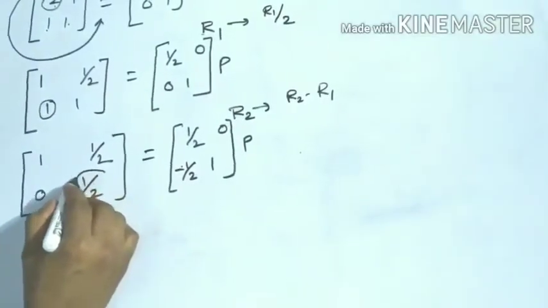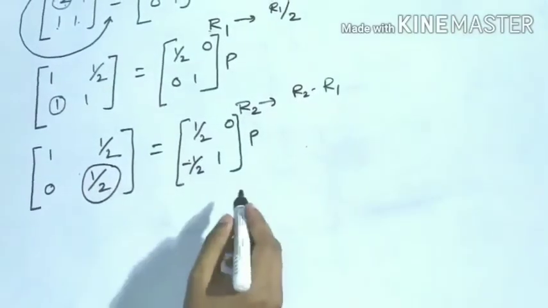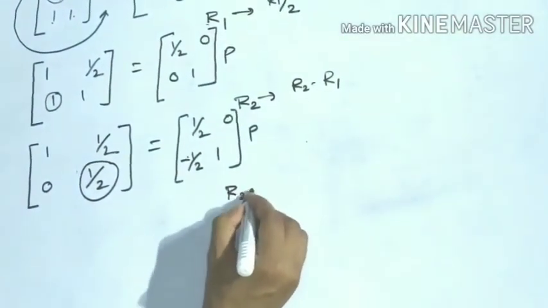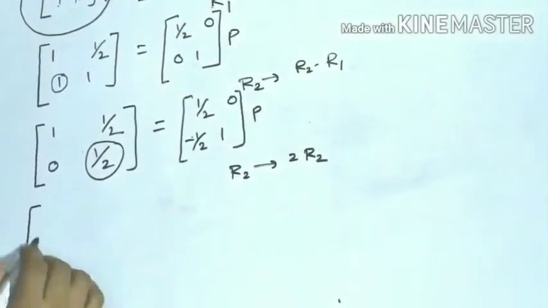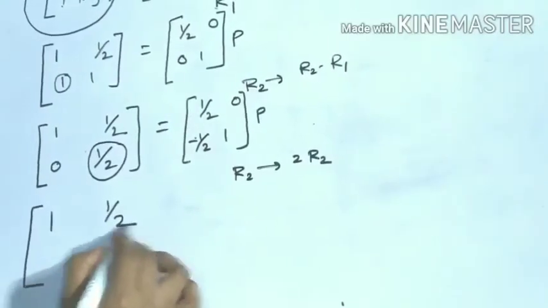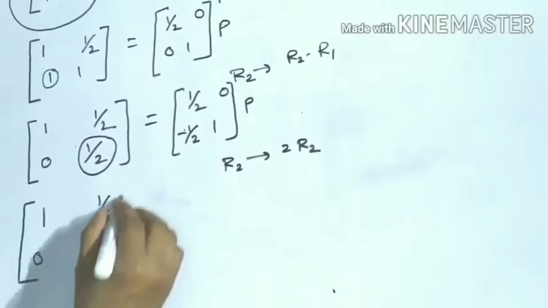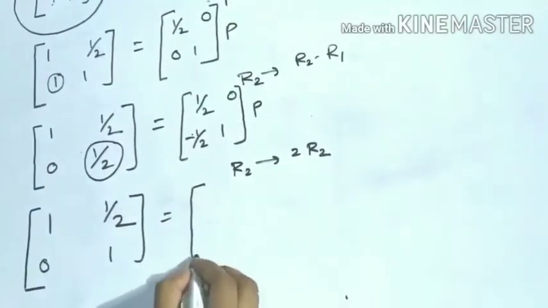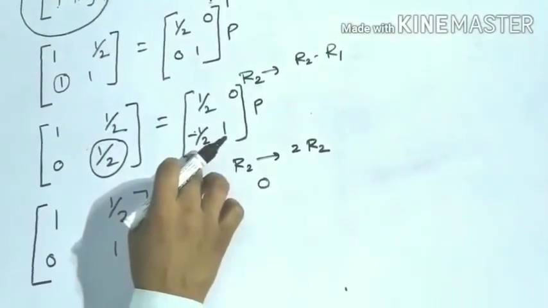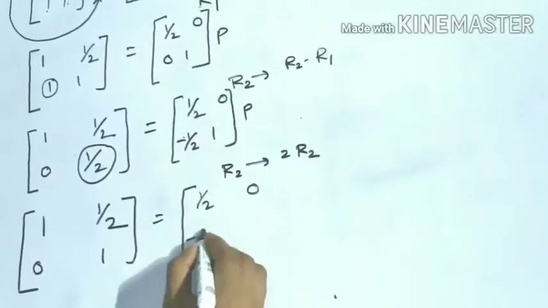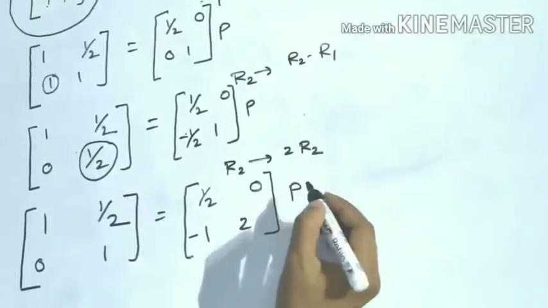Now this we want to become 0, so we are going to apply this in R2: 2 times R2. Then what will we get? 1 by 2, when we multiply by 2, this is 0, and 1 by 2 into 2 means we will get 1. And here you have to see, this is 1 by 2, here 0. When we multiply by 2, what will we get? Minus 1, and then this is the 2, and here this is the P.